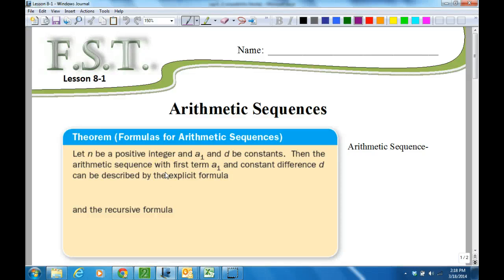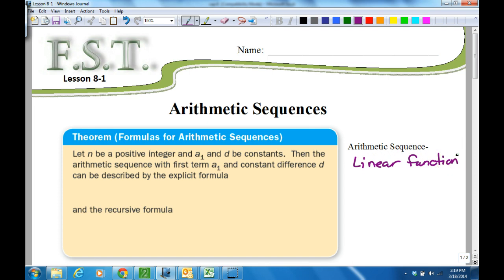So we're doing arithmetic sequences, which, by the way, happens to be what type of function? Does any of you know what type of function? Yes. It's a linear function.